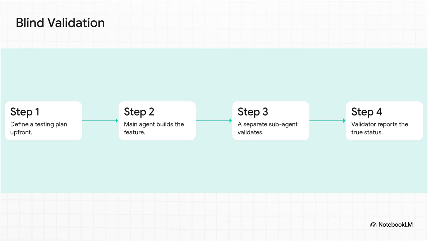It's a 4-step dance. First, you define a testing plan. Then, you let your main agent build the feature. And here's the crucial part. You then spin up a completely separate, blind subagent whose only job is to run those tests and validate that the work was actually completed correctly. This creates a closed loop so you get a reliable report on what's really done.